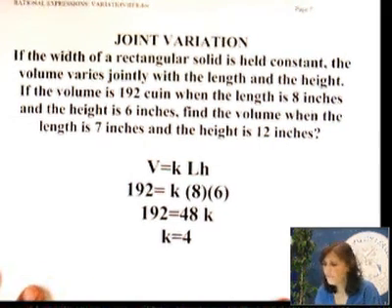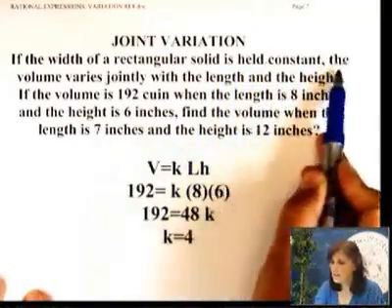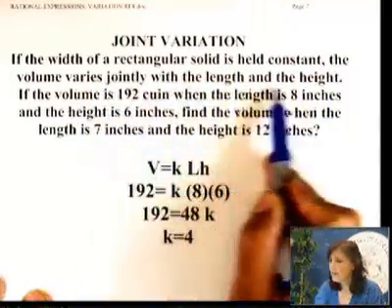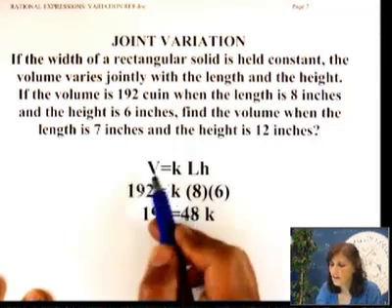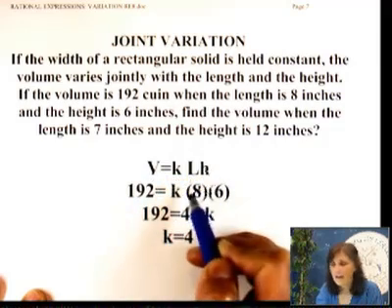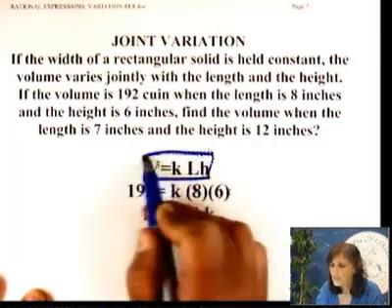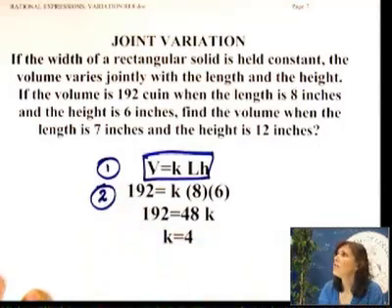So let's look at that. If the width of a rectangular solid is held constant, the volume varies jointly with the length and the height. It didn't say inversely, so that means they are direct variation. V equals volume varies jointly with length and the height. Here's my formula, step 1. Now I plug in the numbers to step 2.